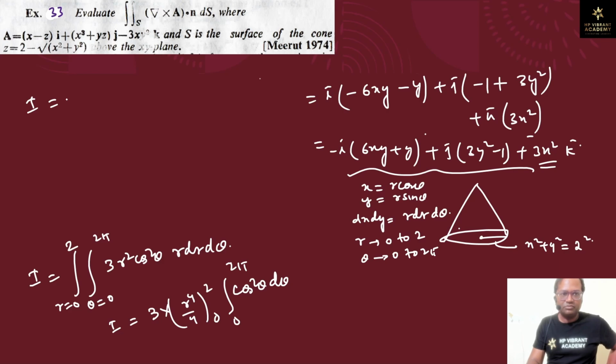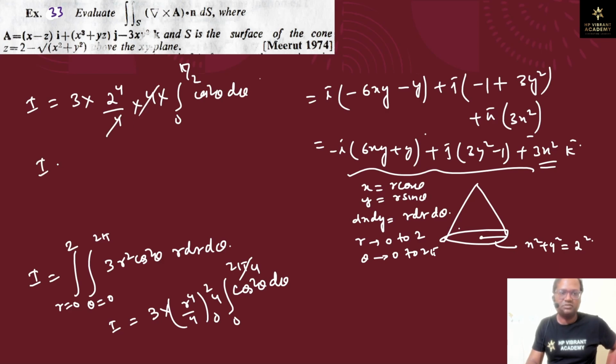So I is equal to 3 times 2 to the power 4 upon 4, into this we can divide by 4 and multiply by 4. So this is 4 times the integral from 0 to pi by 2 of cos square theta d theta. This gets cancelled. So I is equal to 3 times 16, and this is 2 into, this we can write as half of pi by 2. Okay, so this 4 gets cancelled with 4. So I is equal to 12 pi.